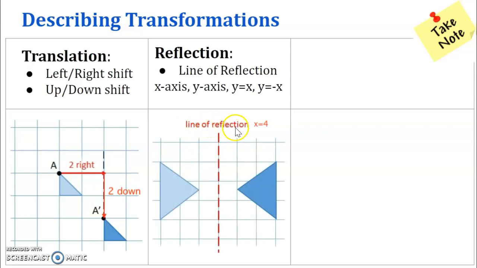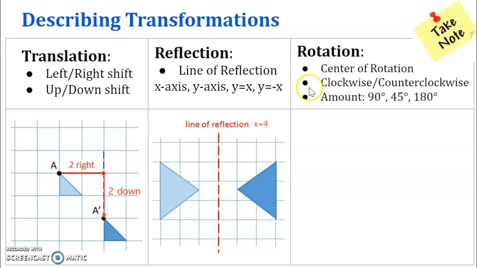It can be a vertical line or horizontal line or even diagonal lines. And here you have a line of reflection that is x is equal to 4. Again, this is a vertical line. If you recall, x is equal to 4 is a vertical line, and the light blue flipped over to become the dark blue.